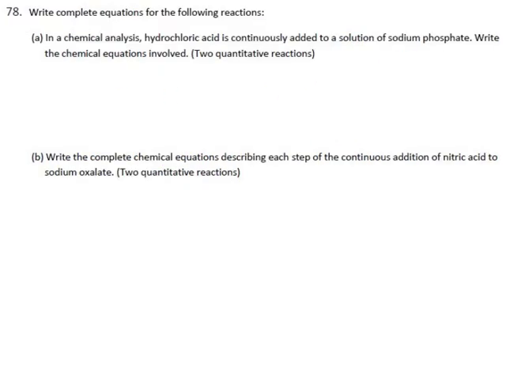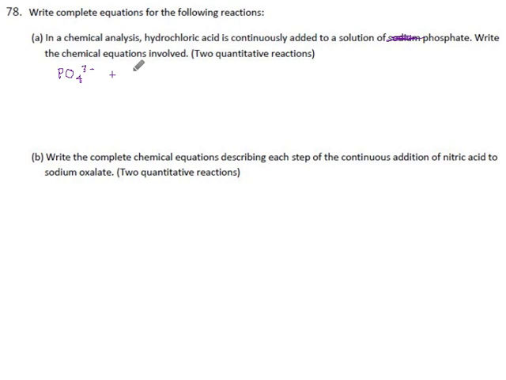What else have they got? In chemical analysis, hydrochloric acid is continuously added to a solution of sodium phosphate. So when sodium phosphate dissolves, we get sodium ions. Don't care, because sodium isn't acidic or basic. So phosphate is the interesting part of that compound. And to that we are adding hydrochloric acid.